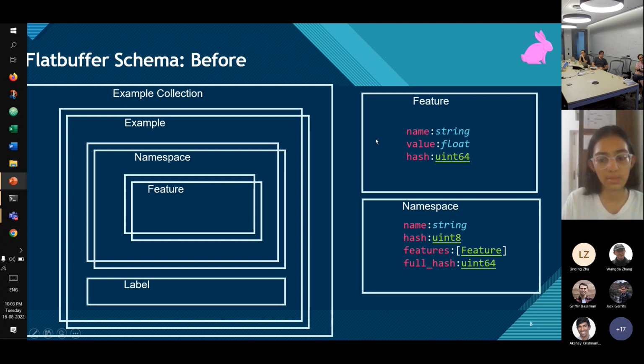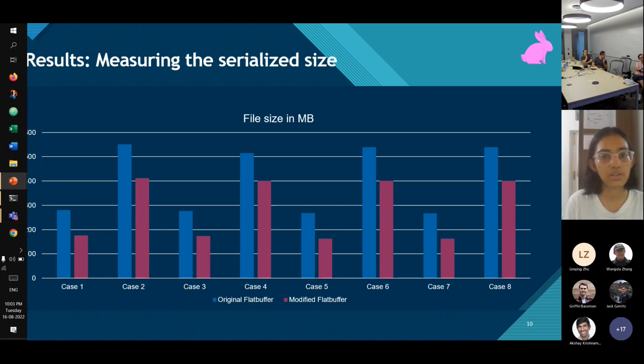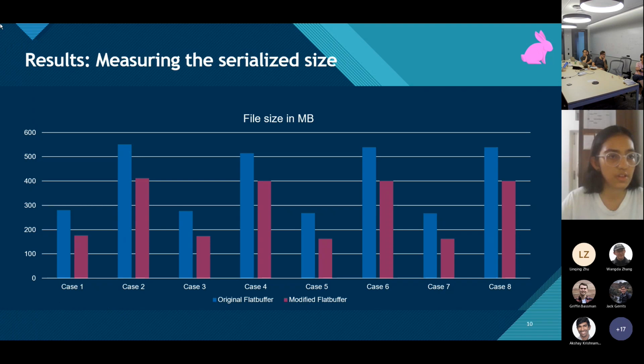In the schema after, instead of having a feature table, we have feature names, feature values, and hashes as vectors. So that is the change. And now the results. This plot shows the size figure in.